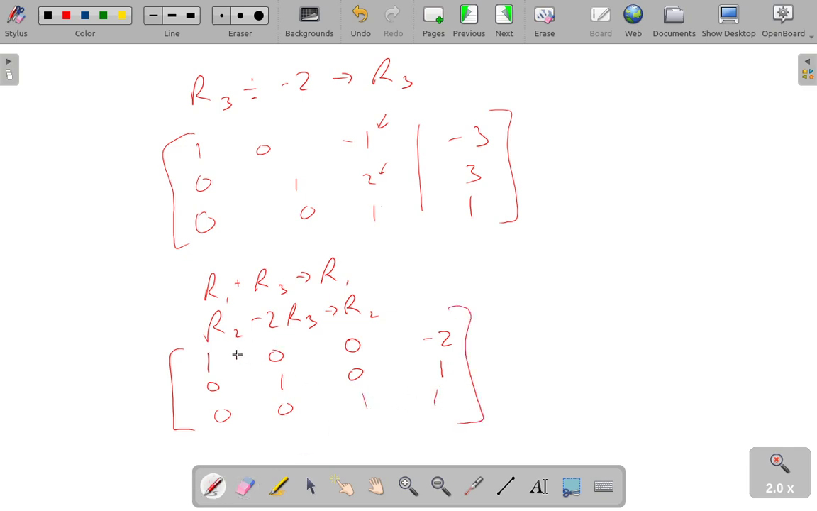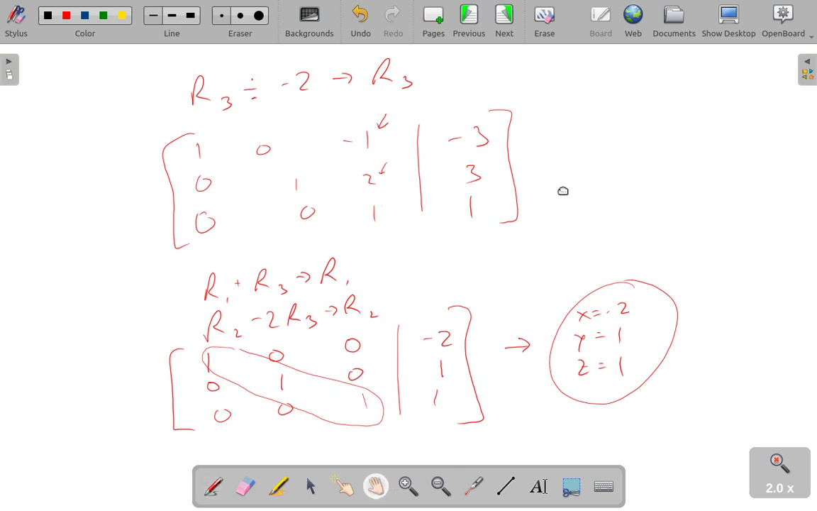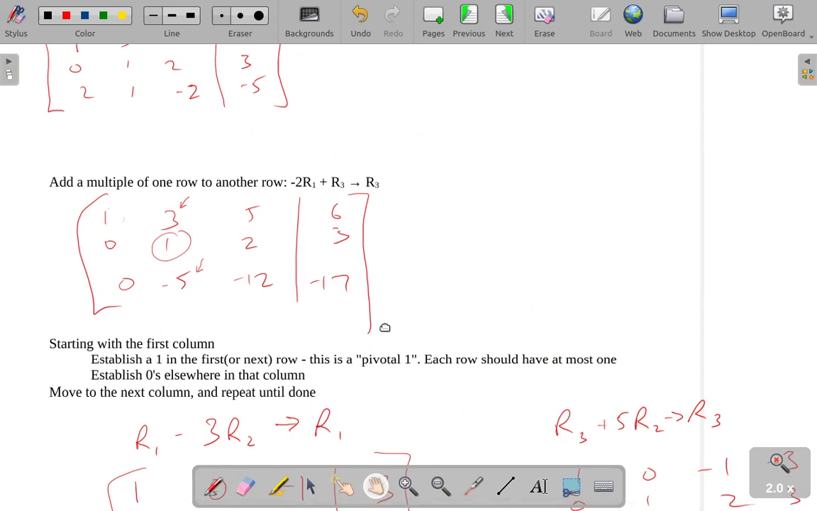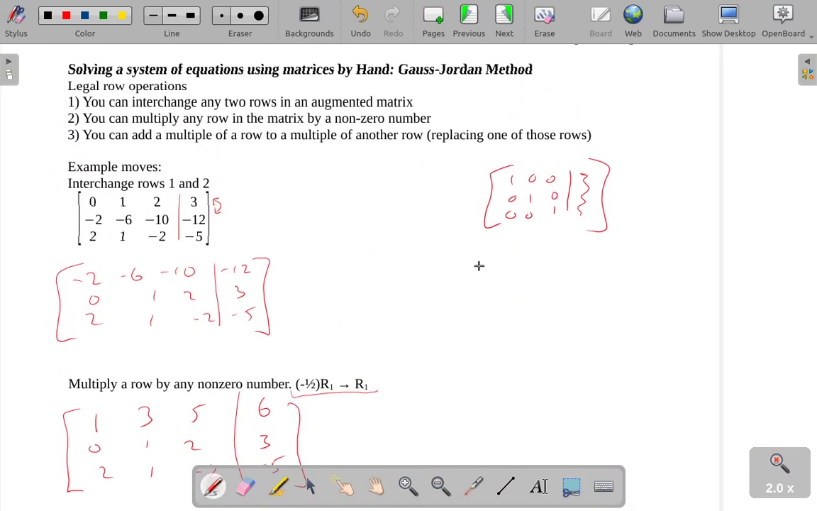Now we have our 1s along the diagonal, 0s elsewhere. We can read this off: x equals -2, y equals 1, z equals 1. Turns out that this is the one unique solution, since I ended up with the 1s along the diagonal. That's how I know I have exactly one solution here. And -2, 1, 1 is the only solution that satisfies this. Let's check it.